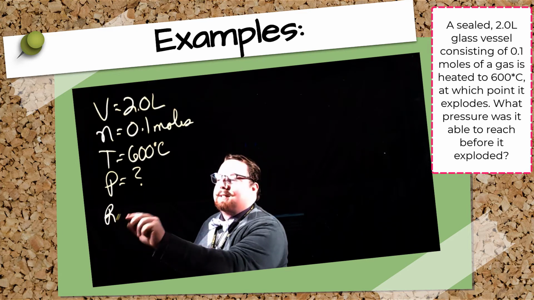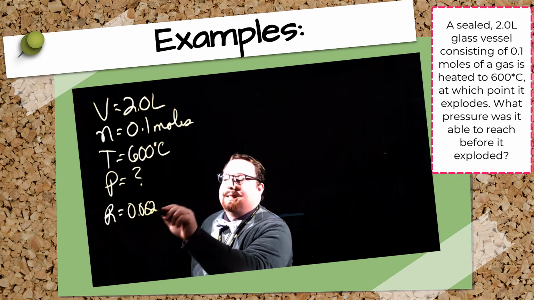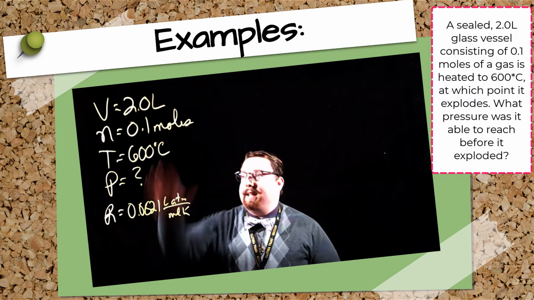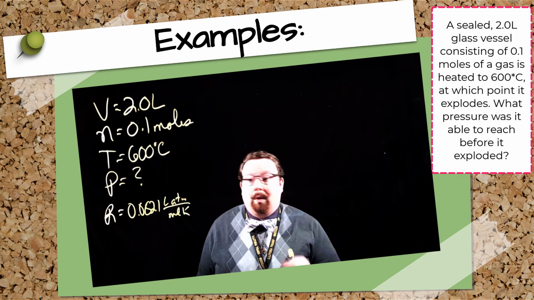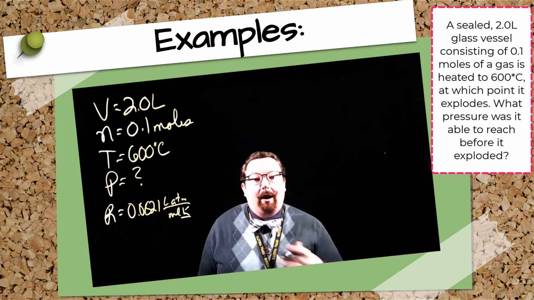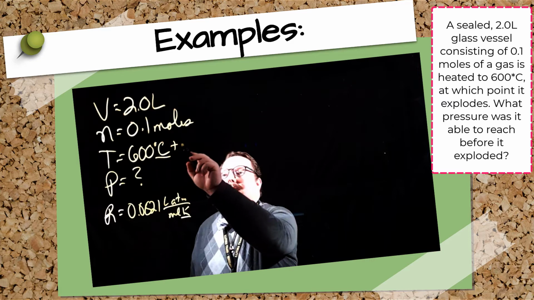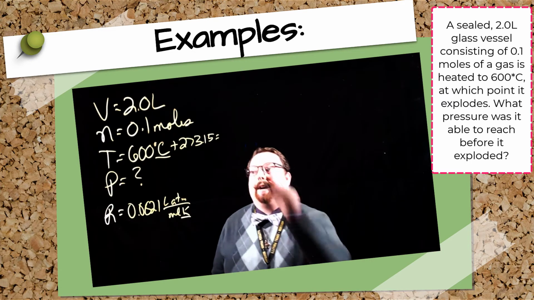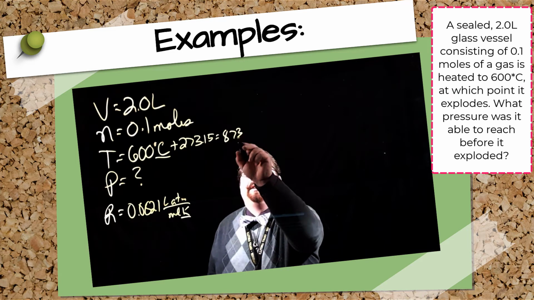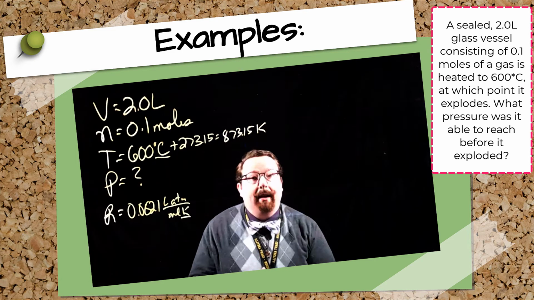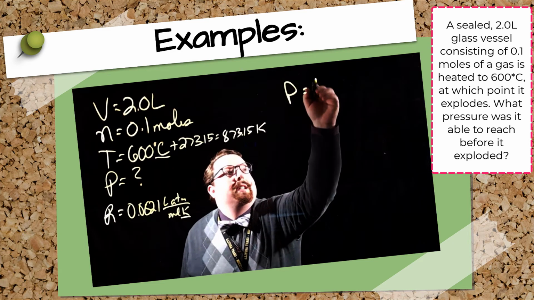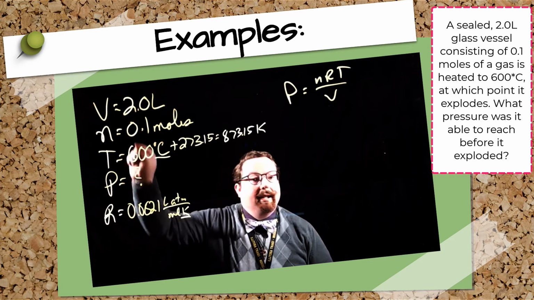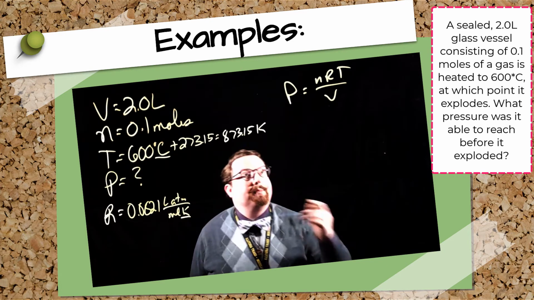Because R is a constant and it is always 0.0821 liters atmospheres per mole Kelvin. So we write down all of our information, we make sure that our units work, and right now I've got Kelvin in my R value, but I've got degrees Celsius up here. So I need to convert that to Kelvin by adding 273.15, and that gets me 873.15 Kelvin. Our equation, P equals nRT over V, only has the 4 variables, P, V, n, and T. And we know 3 of those 4, so we just plug them in.